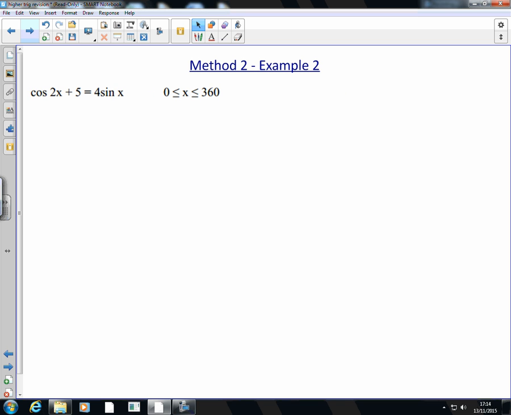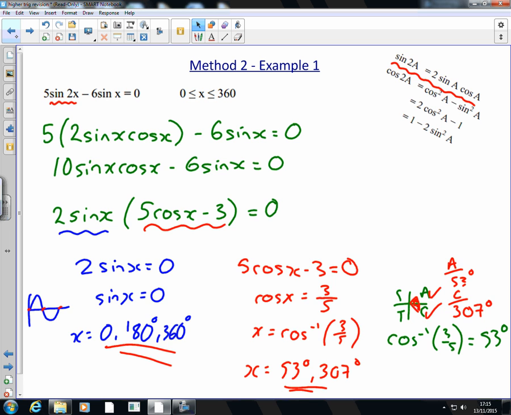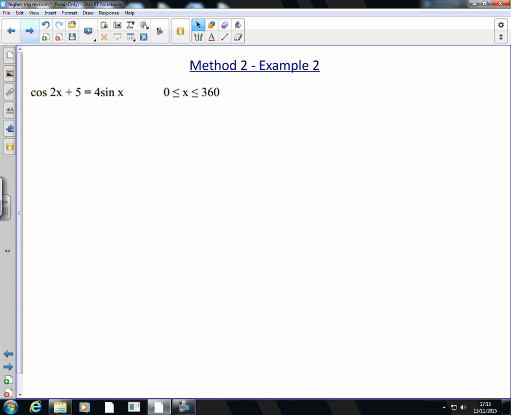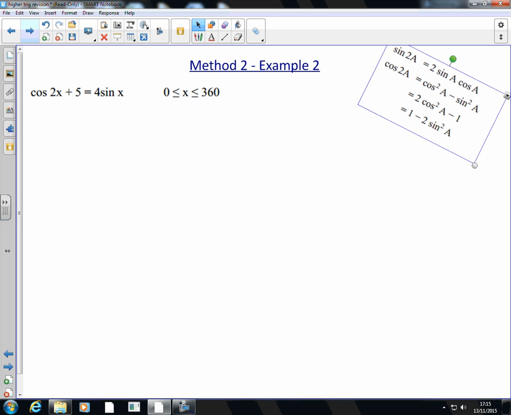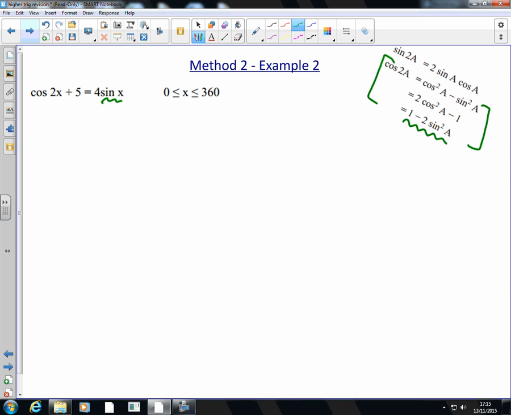Okay, we've got a cos 2x plus 5 equals 4 sine x. So we've got two different things. We've got a cos 2x and we've got a 4 sine x. Let's move that on again. Okay, there's our cheat sheet. Okay, we can use that. So cos 2x, we've got 3 options. Okay, 3 options for cos 2x. The trick here is 4 sine x. We've got another sine there, so we need to use one that's got a sine in it.